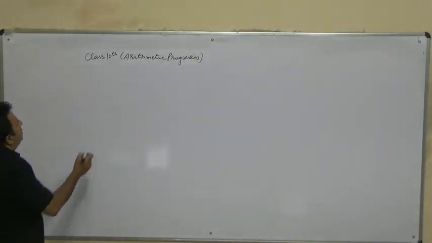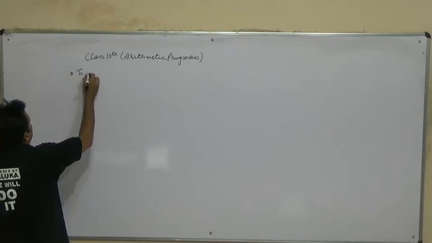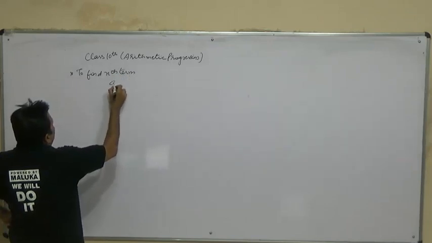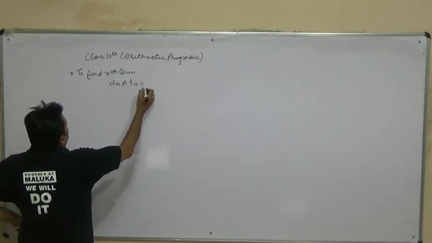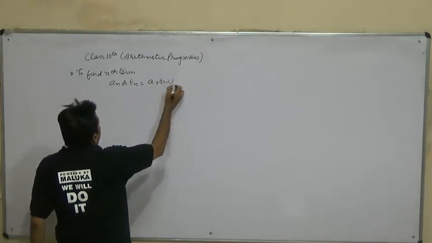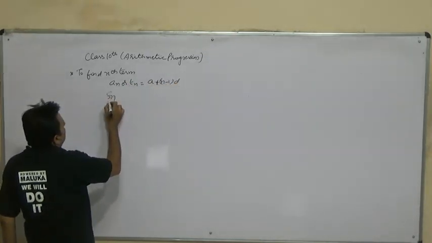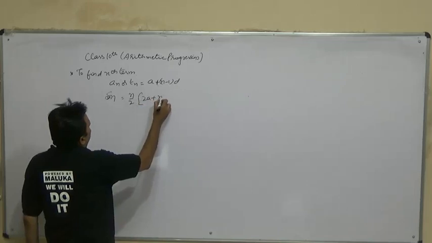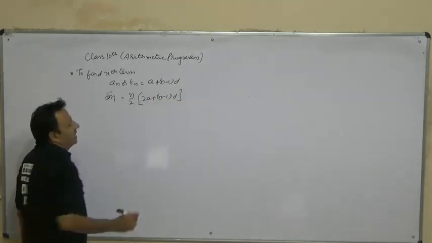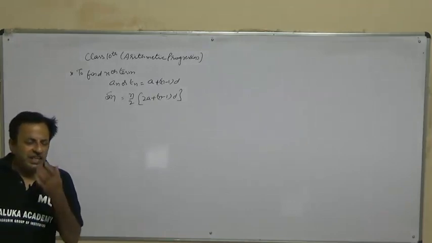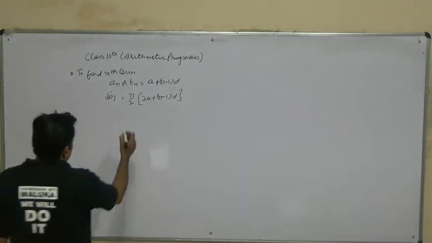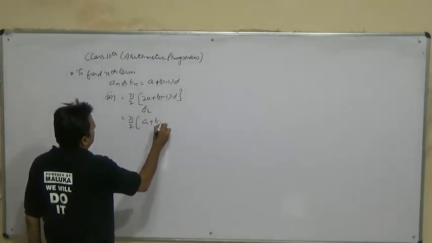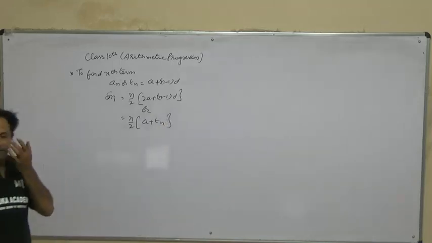We have written two formulas. First is to find nth term, given by an or tn is equal to a plus n minus 1 into d, and Sn, sum of n terms, is given by n by 2, 2a plus n minus 1 into d, where a is the first term and d is the common difference, as we have discussed yesterday. Or this can also be written as n by 2 a plus tn. So we will do certain questions based on this.